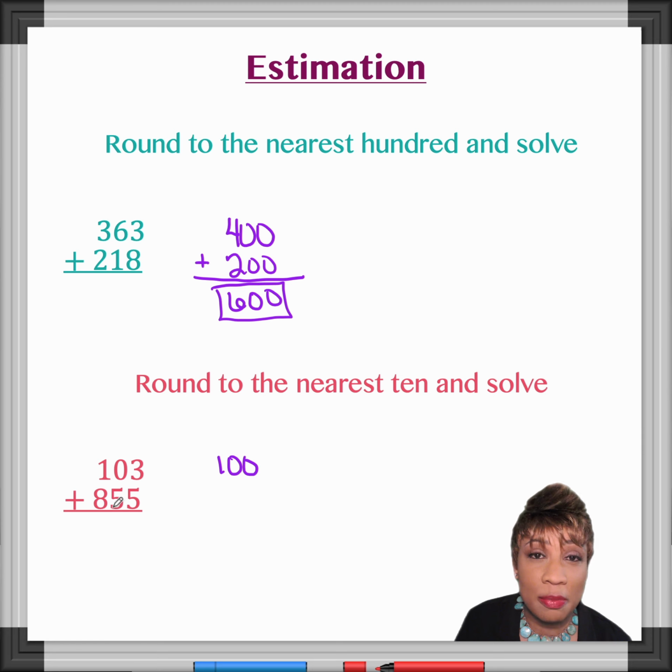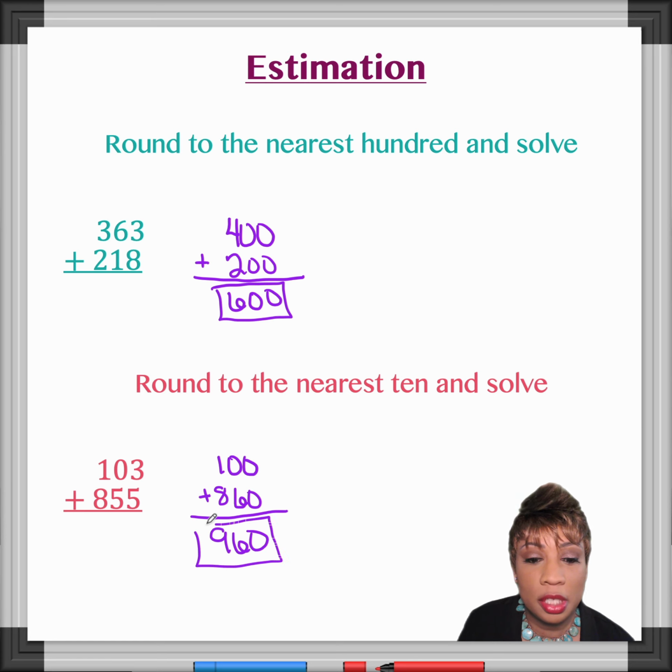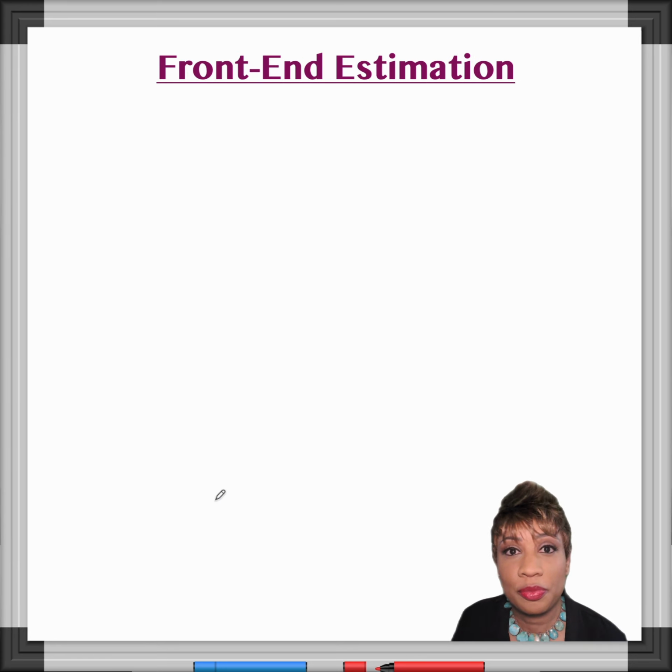You can think about the same thing with our next number. In our tens place is 5, so we're going to look at the number to the right, which is 5 or greater. So we're going to round up to 60. So our answer is going to be 960.